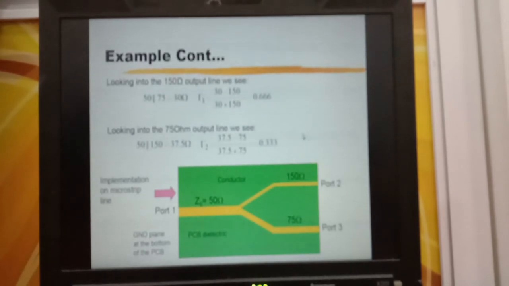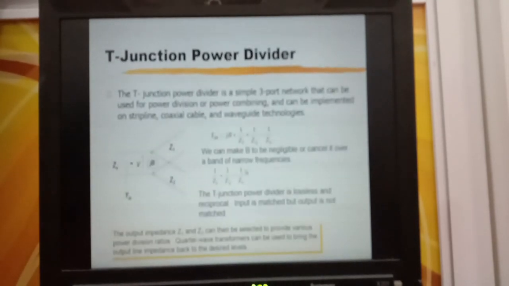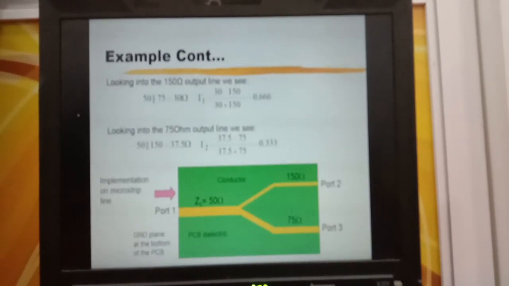In other words, the impedance matching that we get from this equation will only give us an impedance match at the input port. We do not get impedance match at output port number 1 and output port number 2. At the two output ports, we will get reflection coefficients of minus 0.666 and minus 0.333. In other words, S22 will be minus 0.666 and S33 will be minus 0.333 instead of 0, although S11 is 0.